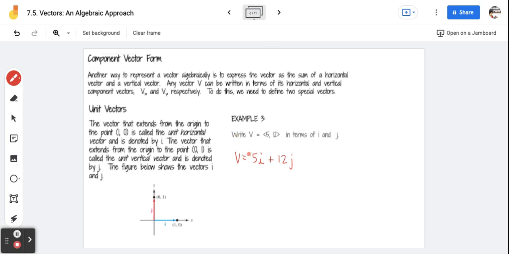So it's just a different notation. These mean the same thing. This vector is the same as this vector. 5i plus 12j is the same as that.